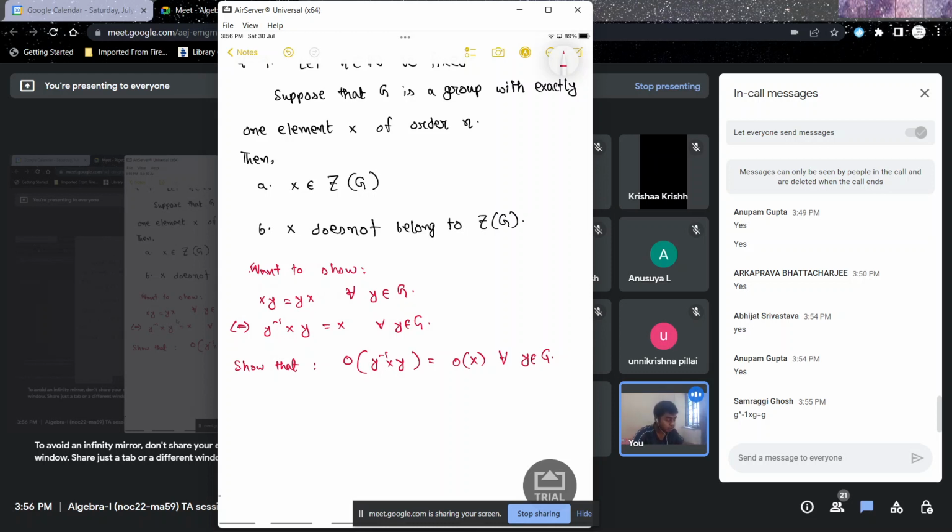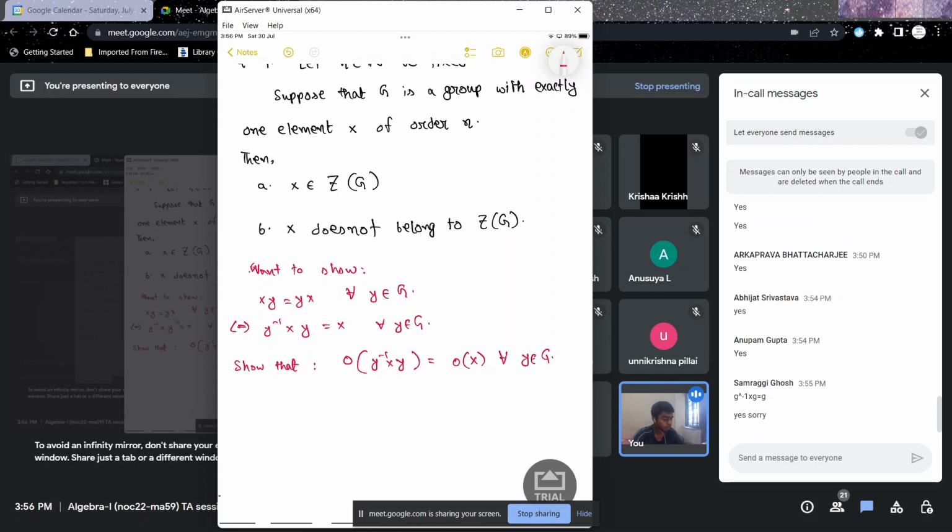So you just show that the order of y inverse xy is the order of x for all elements y in G, and then you are simply done. Because if that is the case, then y inverse xy also has the same order as x, and hence they have to be equal, right?